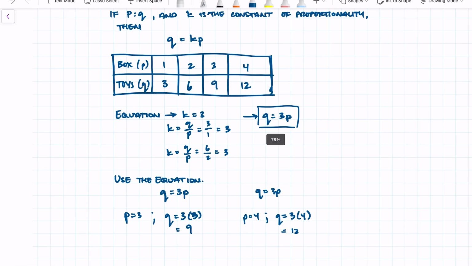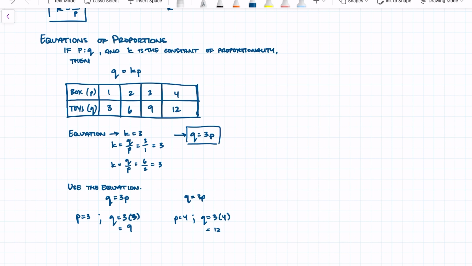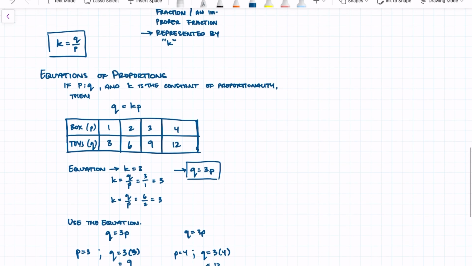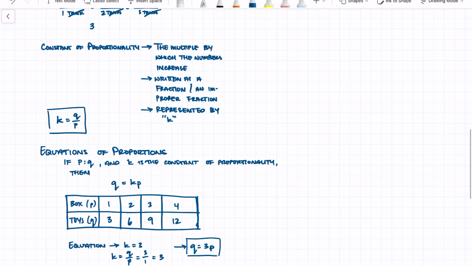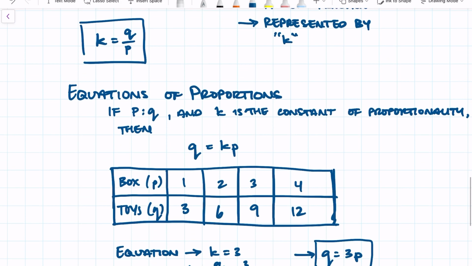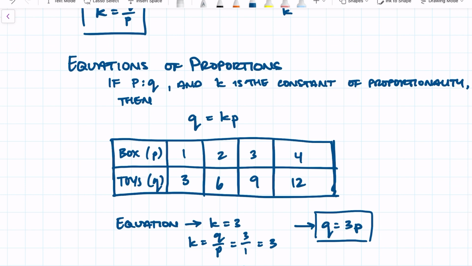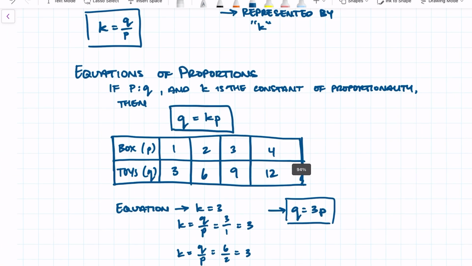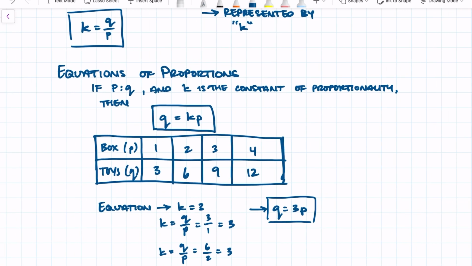So to briefly recap, sometimes you'll be asked to find the constant of proportionality. If you are told to look for the constant of proportionality, go ahead and use this formula here, Q divided by P, and it gives you the K. Now, sometimes it tells you to go a little bit beyond, and it tells you to come up with a formula. Actually, let's go back into the formula and put a box around here as well so we remember this. Q is equal to KP. That's going to be the formula.